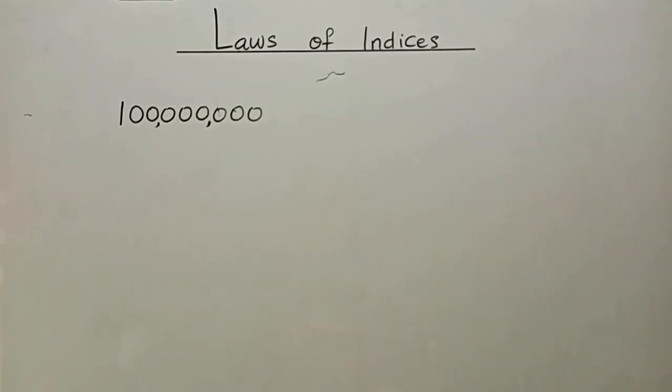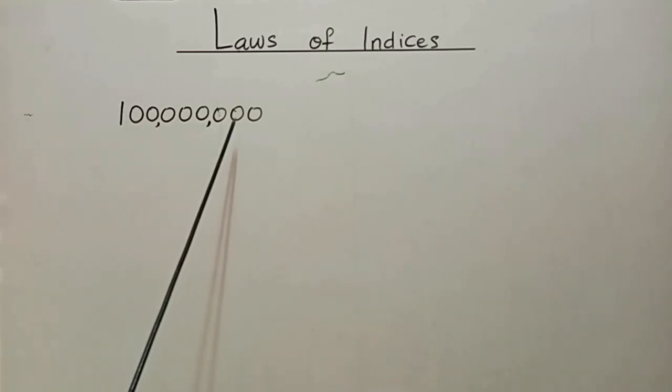When I spoke on powers and roots, I took some time to explain why numbers came to be expressed in their index forms. That is why indices were invented. In this topic of laws of indices, I think it is also necessary for us to briefly recall why indices were invented. Let me use this number, 100 million, to explain briefly why indices were invented.